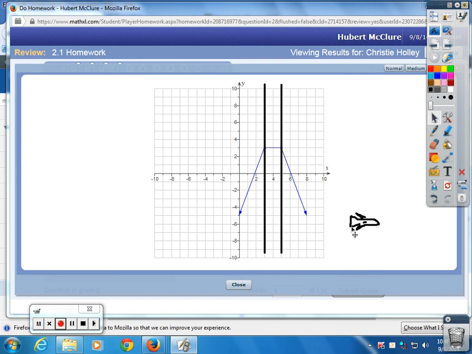Descending. Well, wait a minute, I'm not finished yet. That's increasing and decreasing. So increasing is what? Negative infinity to 3. And that's that answer.